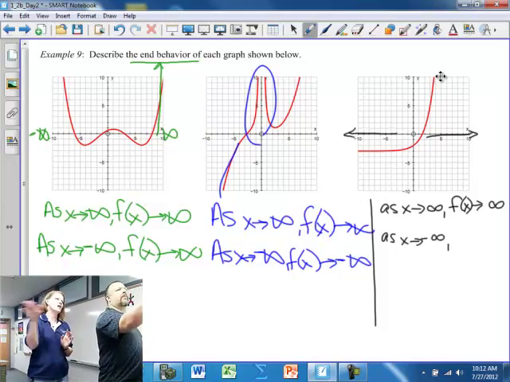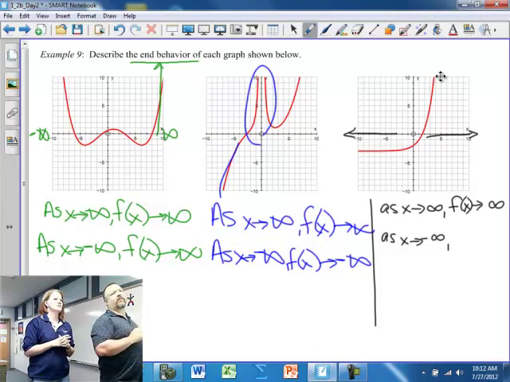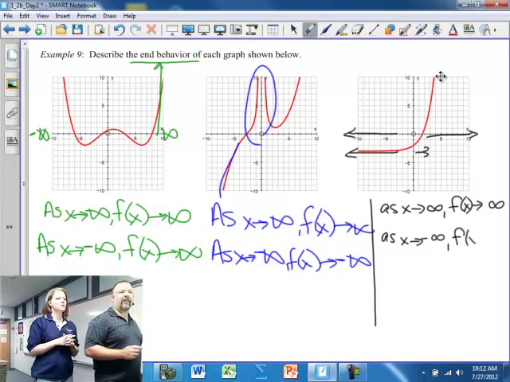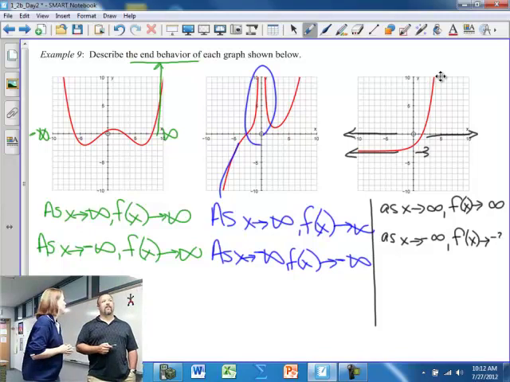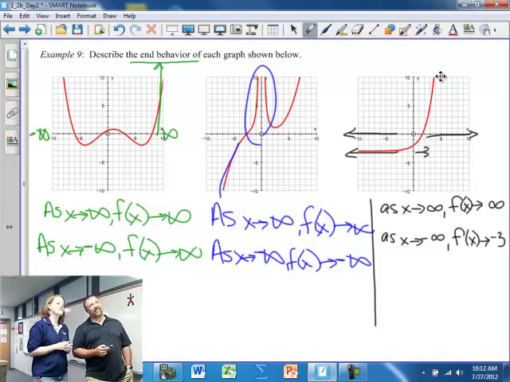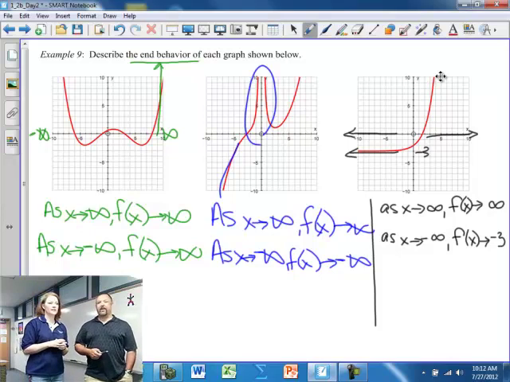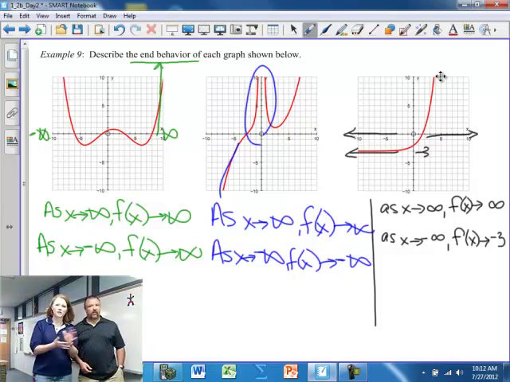As x goes to the left, that's kind of just going across. The y values aren't really changing. What is that number? It's about negative 3, isn't it? It is about negative 3. So how about we say that f of x is going to negative 3? So we can go to a number. Hey, it's bounded below. So does it always have to go to positive or negative infinity? No, it doesn't. It could go to a value. It could go to a number.